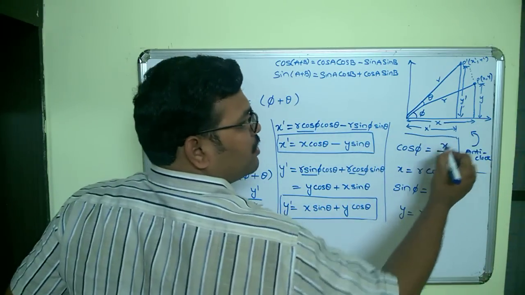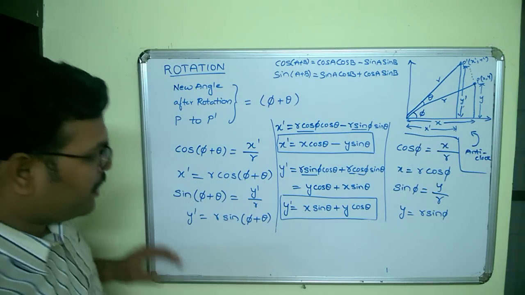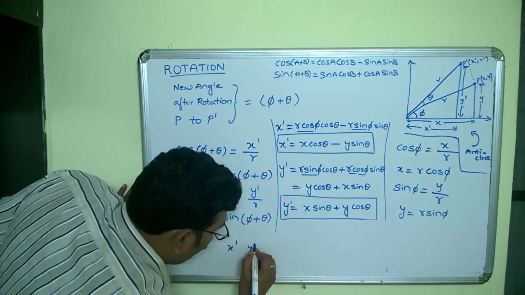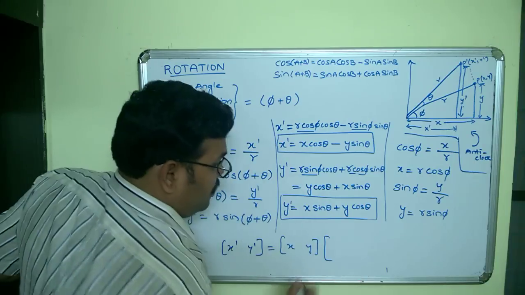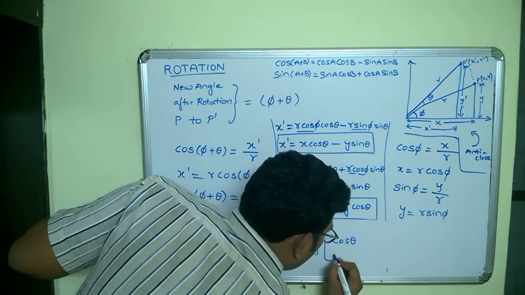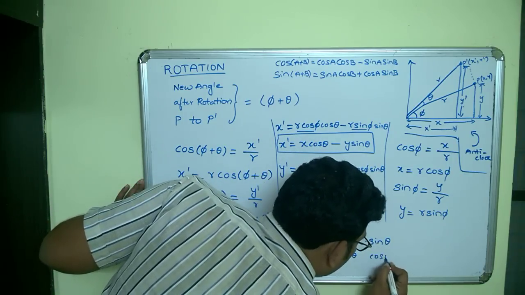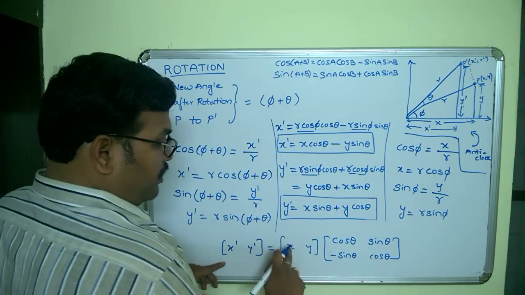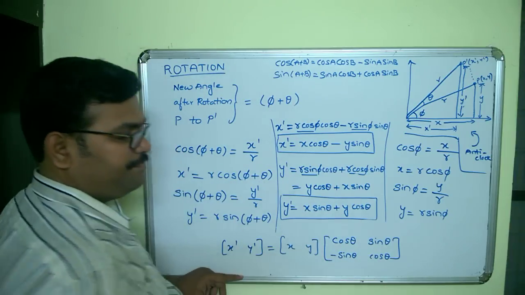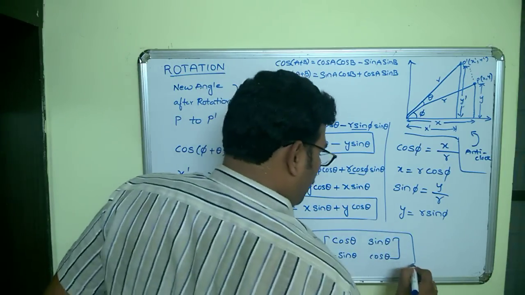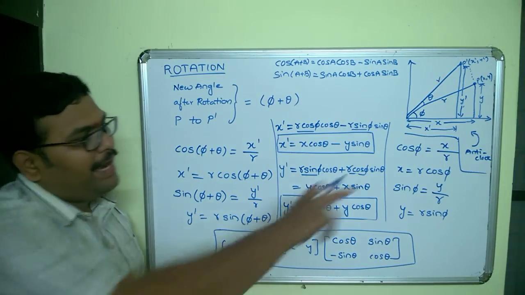Anti-clockwise, we are rotating the point anti-clockwise by an angle theta. In matrix format we can write [x' y'] = [x y] times the matrix [cos theta, -sin theta; sin theta, cos theta]. So x' is equal to x cos theta minus y sin theta, and y' is equal to x sin theta plus y cos theta. This is the formula for rotating a point by a certain angle theta in the anti-clockwise direction.